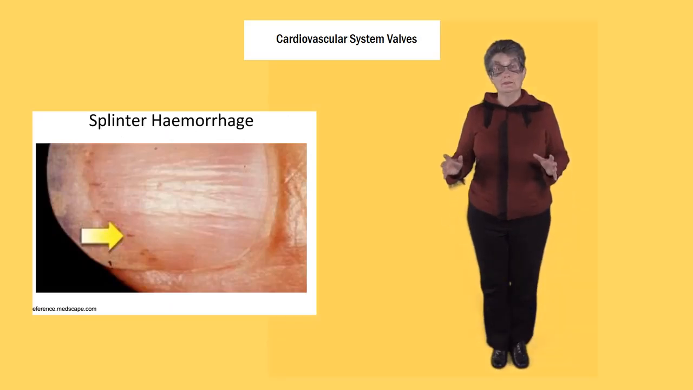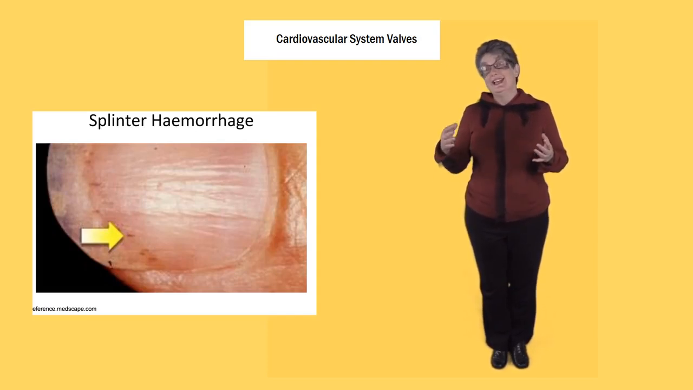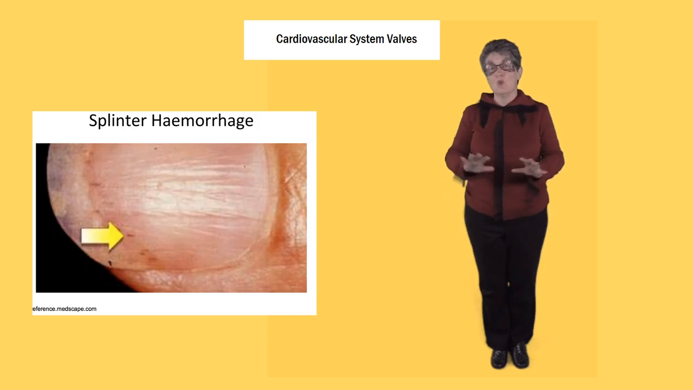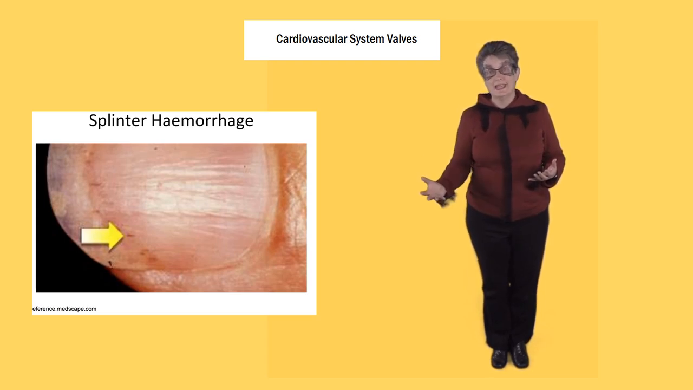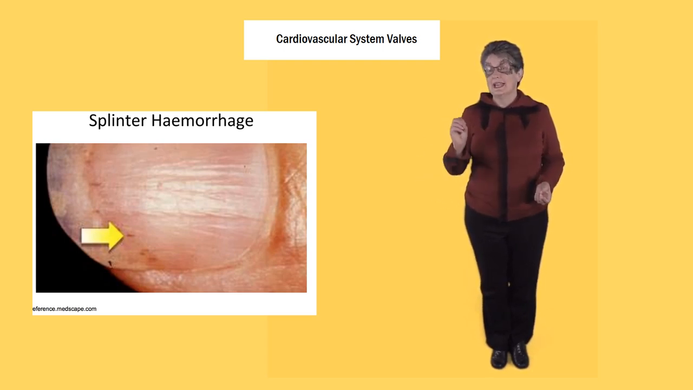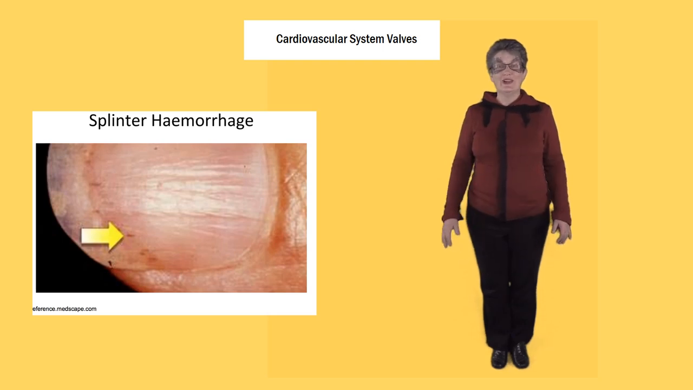When embolism occurs from these vegetations, one of the easily spotted signs is splinter hemorrhages. Now, splinter hemorrhages can occur from a wide variety of things, like just injuring the nail bed, but multiple of them without a history of injury is a key feature that tells you to look for infective endocarditis.